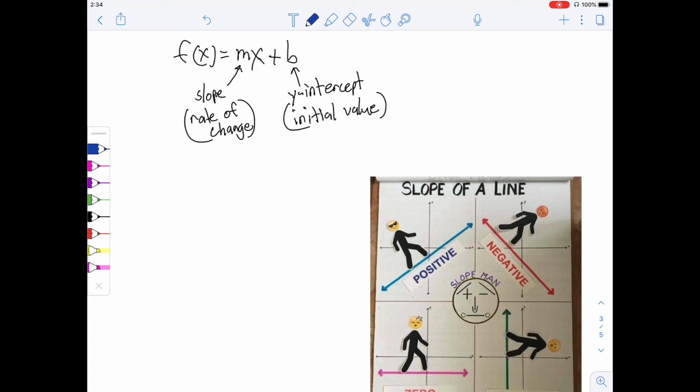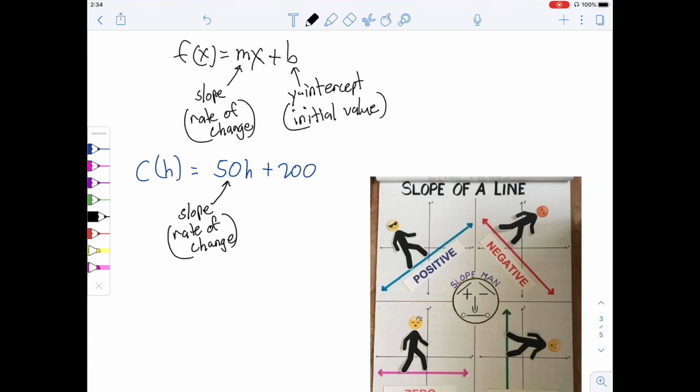So if we had, let's say, cost per hour, right? Cost of h hours equals, say, 50h plus 200. So relating that to our slope-intercept form, whatever is next to our input value, which is the h, this number right here is our slope, or our rate of change. So this is our slope, which is the rate of change. This number is our y-intercept, which is our initial value.